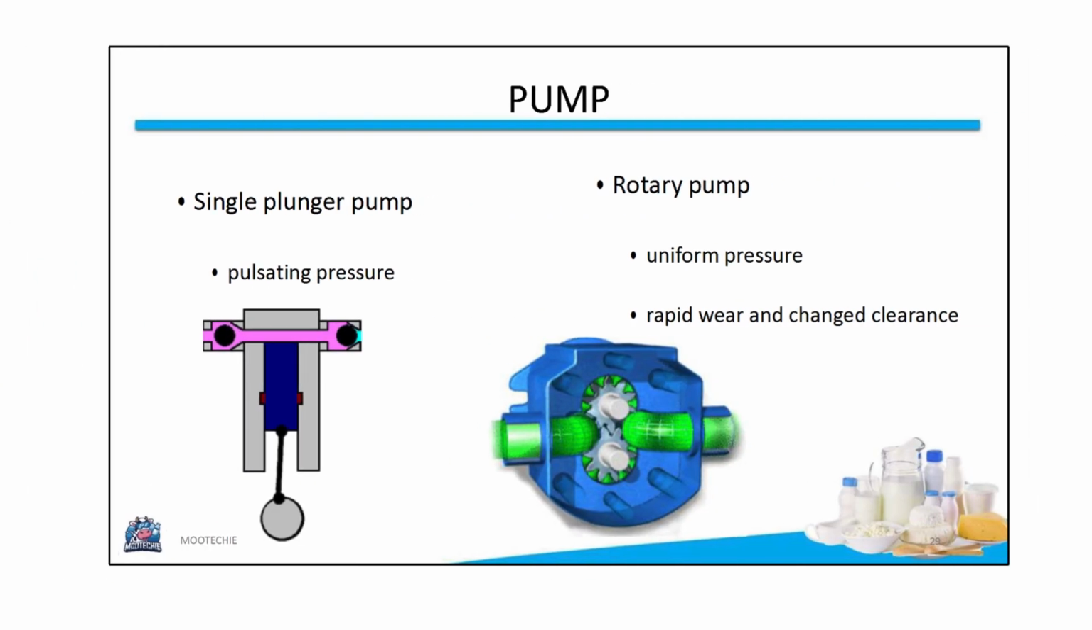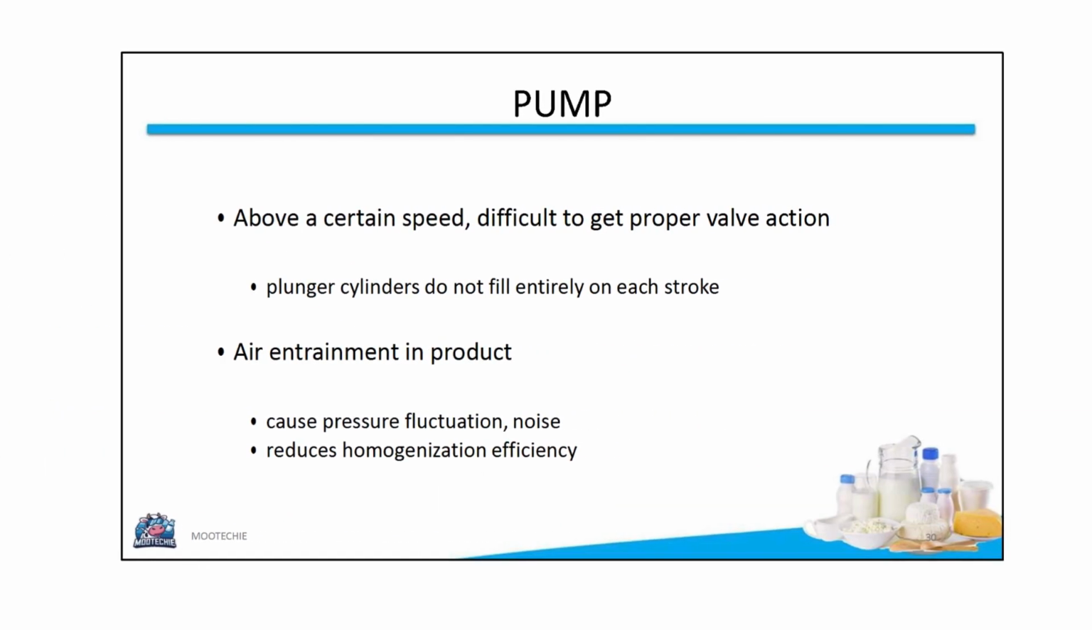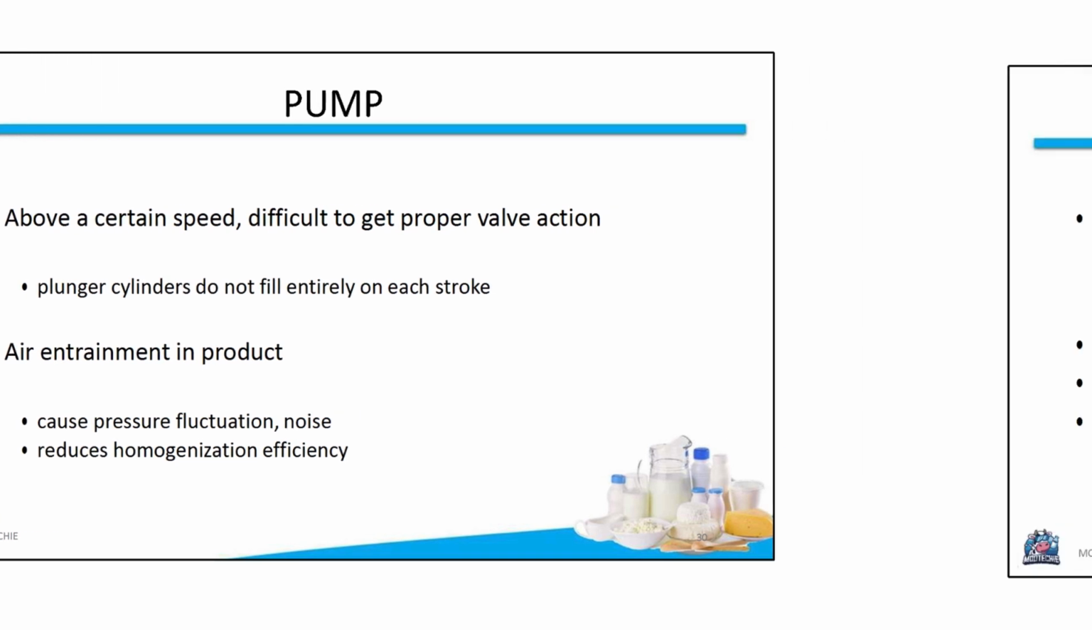There are different pump types. A single plunger pump produces a pulsating pressure and suffers from rapid wear. A rotary pump provides a more uniform pressure. A key operational challenge is that above a certain speed, it becomes difficult to get proper valve action. The plunger cylinders may not fill entirely on each stroke, leading to air entrainment in the product. This causes pressure fluctuations, noise, and reduces homogenization efficiency.